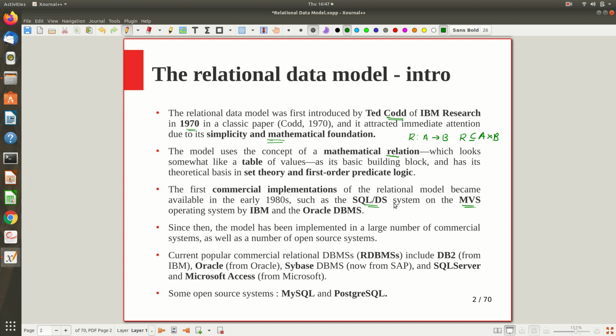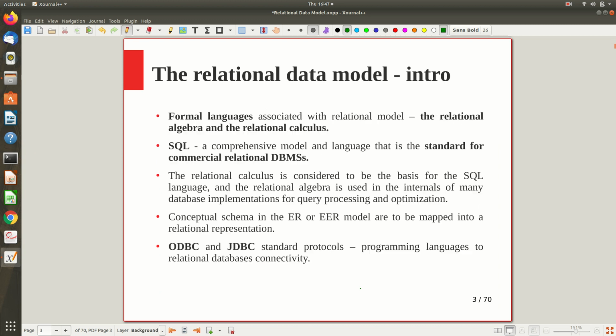So that is RDBMS. We will be using this short form throughout. Some of the popular implementations of this RDBMS are DB2 from IBM, Oracle from Oracle itself, Sybase DBMS from SAP, SQL Server and Microsoft Access from Microsoft. MySQL and PostgreSQL are two open source implementations of it, and you will be seeing these things in detail in your next semester, maybe in the database management system lab, the laboratory session.